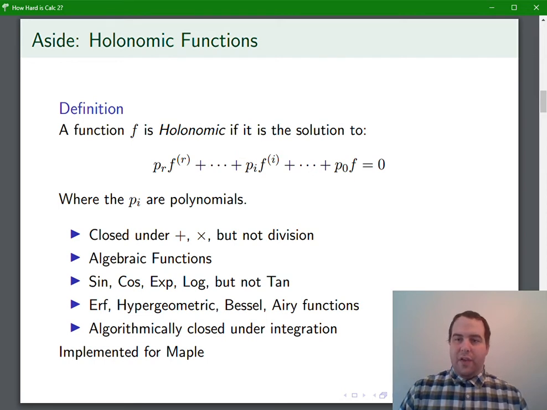Sine of x, cosine of x, e to the x, natural log are examples of holonomic functions. Tangent is not. And then this also includes some kind of gross functions, the error function, the hypergeometric function, the Bessel functions, and the Airy functions.